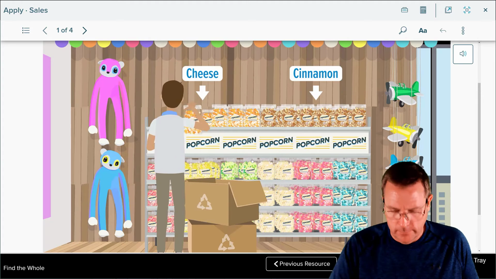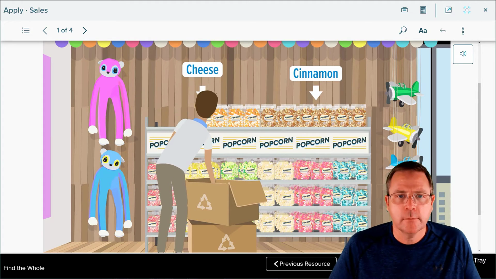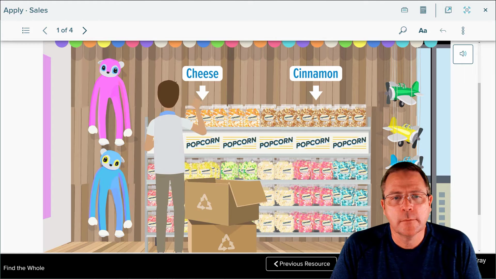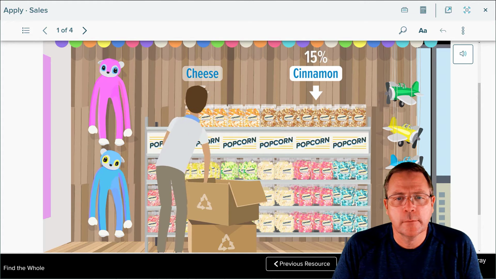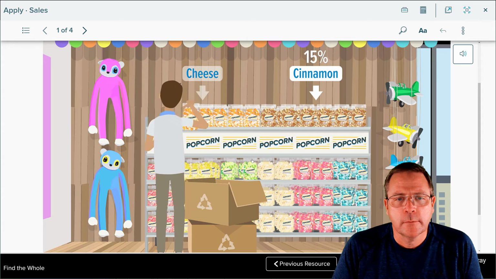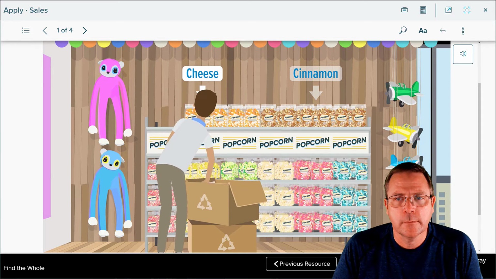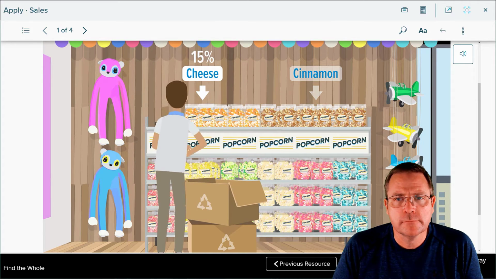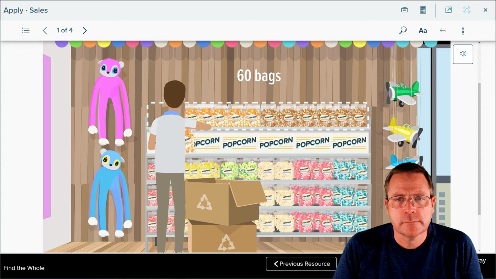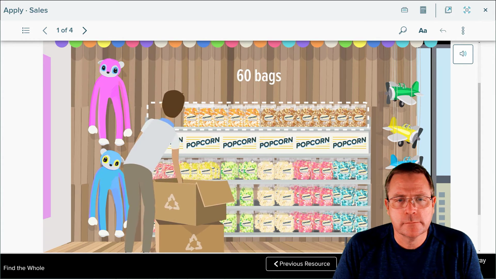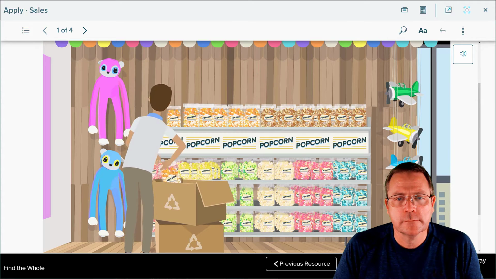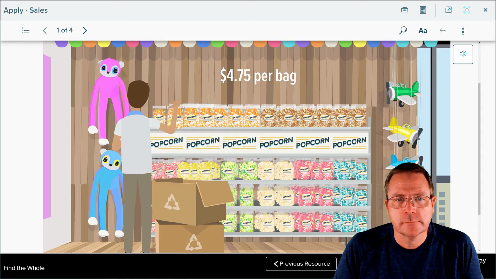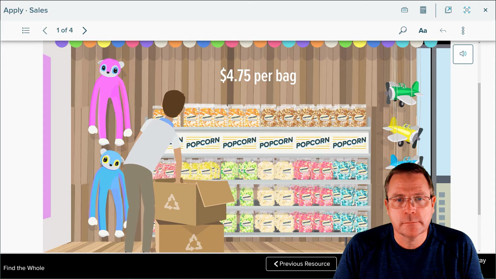A store clerk put all of the bags of cinnamon popcorn and cheese popcorn in a display. The cinnamon popcorn is 15% of the total bags of popcorn in the store. The cheese popcorn is also 15% of the total. If the clerk puts 60 bags in the display, how many bags of popcorn does the store have in all? If they sell the bags of popcorn for $4.75 per bag, how much will they make?